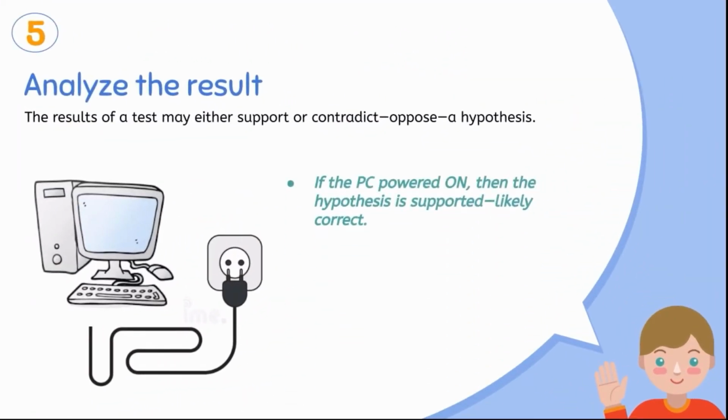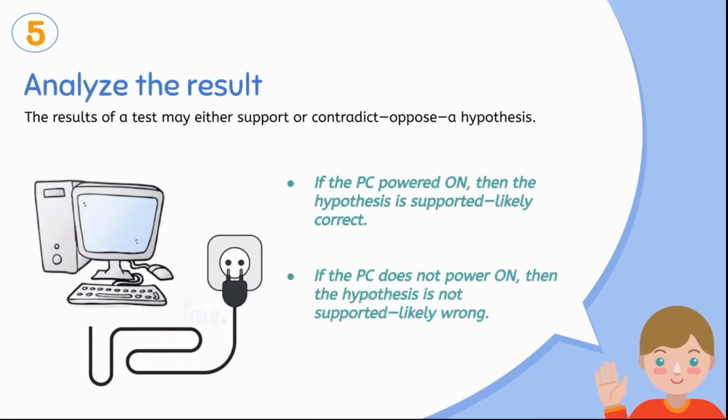Step number 5 is analyze the result. The results of a test may either support or contradict a hypothesis. If the PC powered on, then the hypothesis is supported, it is most likely correct. But if the PC does not power on, then the hypothesis is not supported, it is most likely wrong.